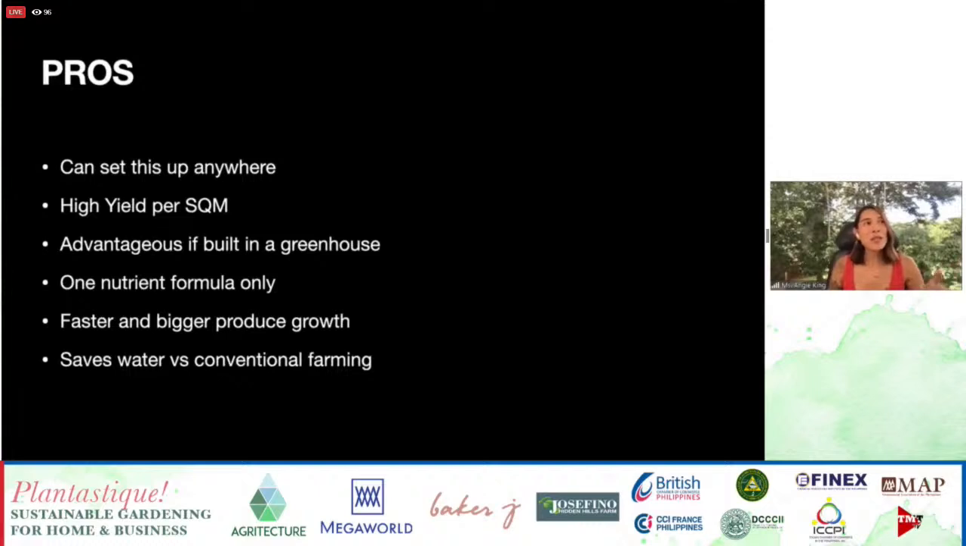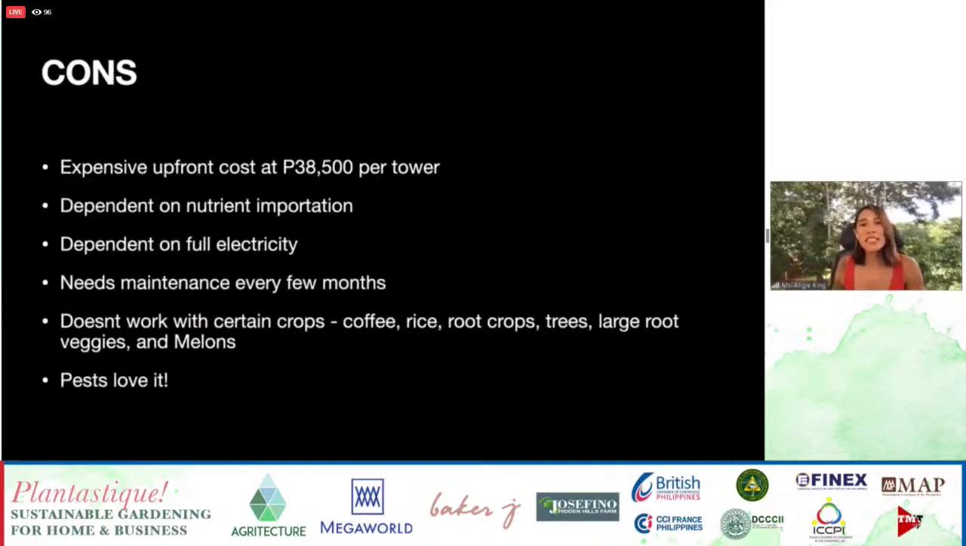Even after 4 months, when we need to empty out the lower basin, we just dilute that in more water and we use it to water the garden, so nothing is wasted. And obviously, some of the cons is the expensive upfront cost. Each of the towers costs roughly $38,500, and we're very, very dependent on importing nutrients. And also, it's very dependent on electricity.